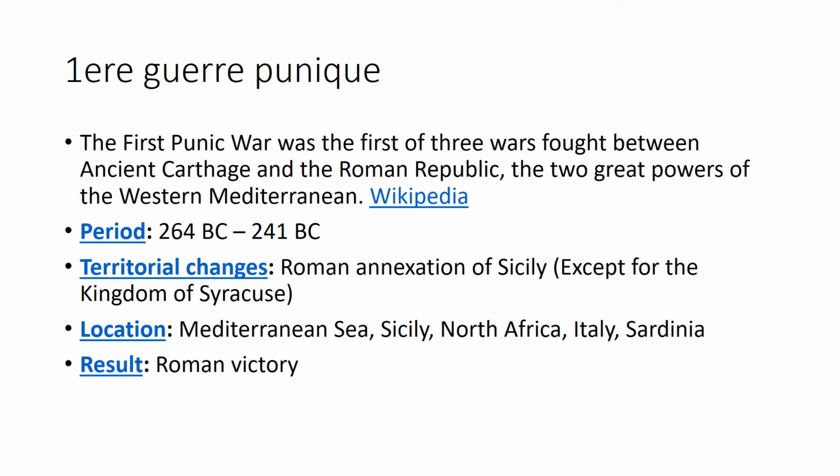So we have the First Punic War. Remember, these are a series of wars. It was the first of 3 wars fought between ancient Carthage and the Roman Republic. And they were the 2 great powers, like we said. The territorial changes are important here. You have Rome annexing Italy, except for the Kingdom of Syracuse, which was on that previous map. And it takes place in the Mediterranean Sea, Sicily, North Africa, Italy, and Sardinia. And remember, Sardinia is an island. And the result is the Romans won.